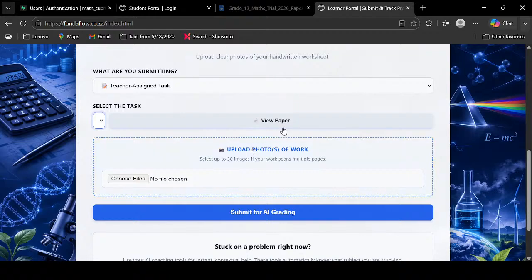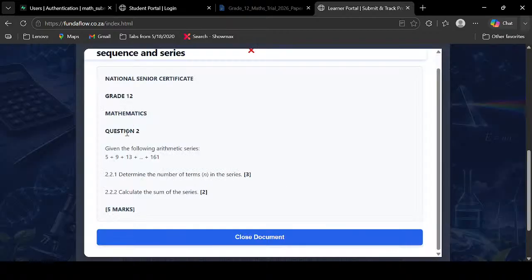Here's the paper. It says National Senior Certificate, Grade 12 Mathematics, Question 2. Given the following arithmetic sequence. Okay, guys, this is the one that you're going to be trying.